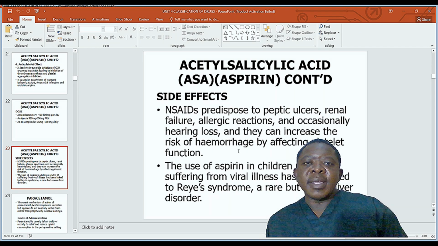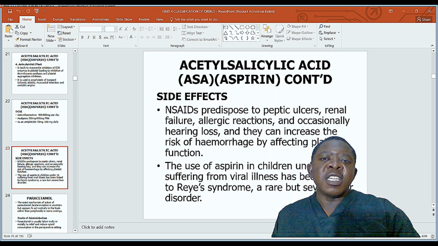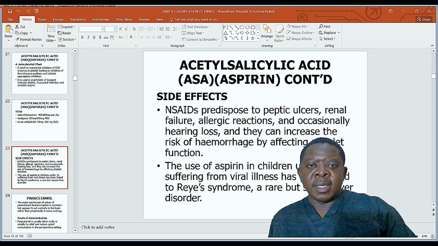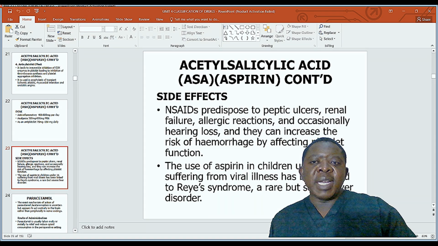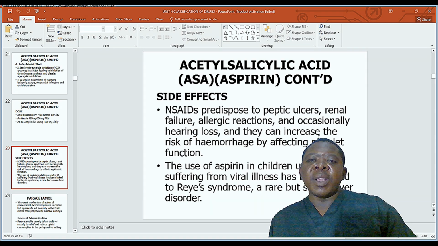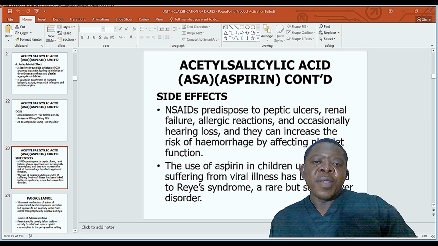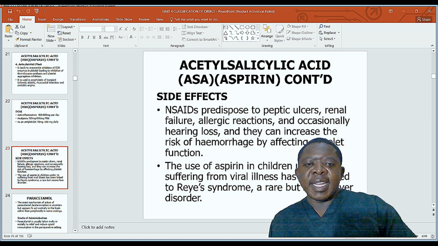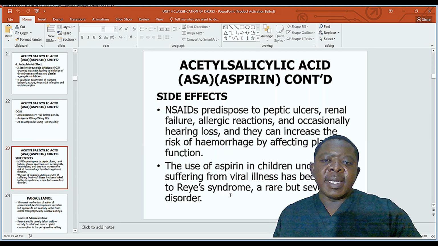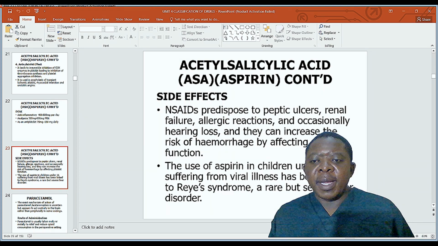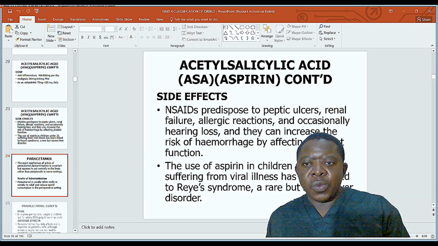The side effects of NSAIDs: they predispose to peptic ulcers, renal failure, allergic reactions, and occasionally hearing loss, and they can increase the risk of hemorrhage by affecting platelet function. The use of aspirin in children under 16 suffering from viral illness has been linked to Reye's syndrome, which is a rare but severe liver disorder.